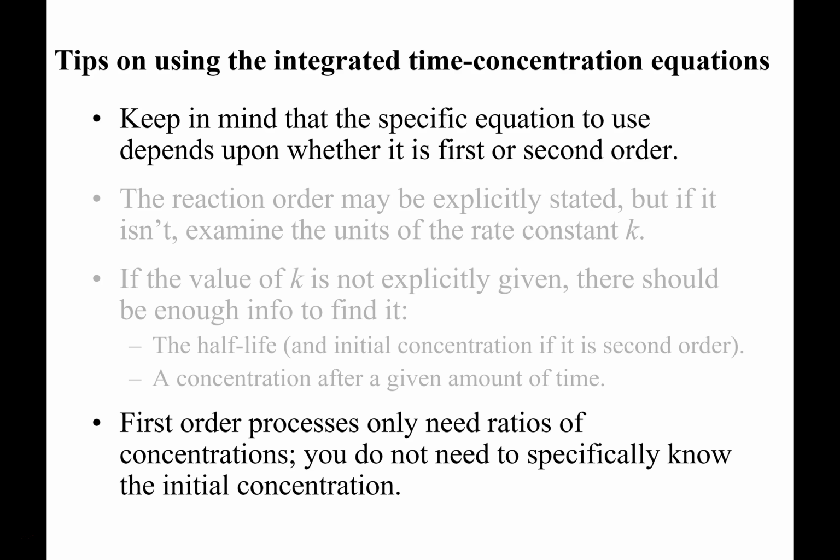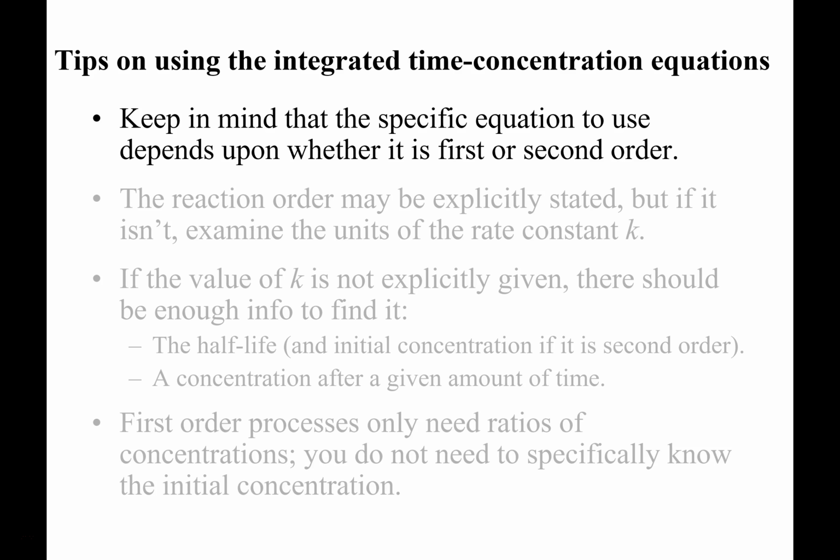And I mentioned this a little bit ago, that especially with first order, if it says how long will it take to have half of A left, 0.5, then you're looking at the natural log of 0.5 here. You don't need to know the initial concentration and the concentration at time t. Or if it says how much time will it take to have only 80% of A left, so 80% of A left would be 0.8 here.